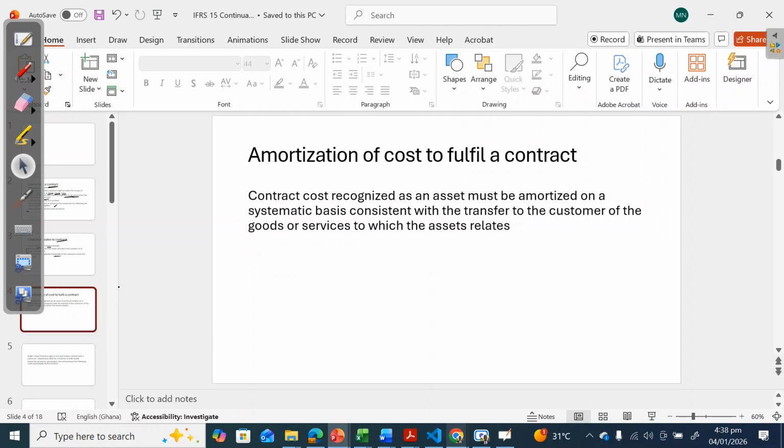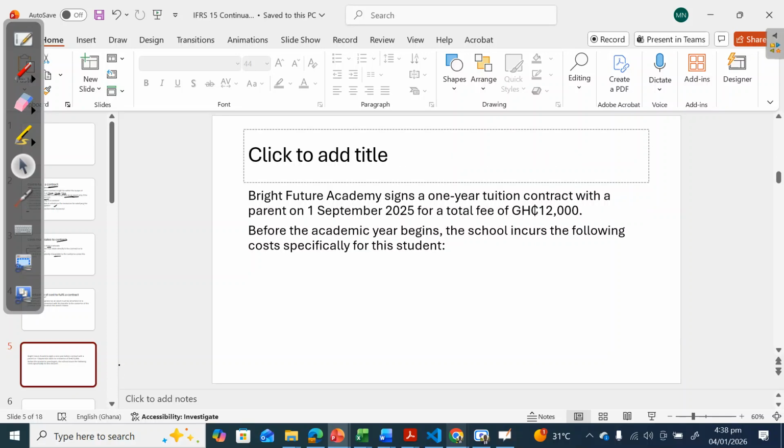Okay, so let's look at amortization of cost to fulfill a contract. So when you capitalize that cost, the cost will not be there forever. It will not be in the balance sheet forever. It must be amortized. It means that every year or periodically we must, just like depreciation, allocate a portion of it to the P&L. So let's look at an example here.